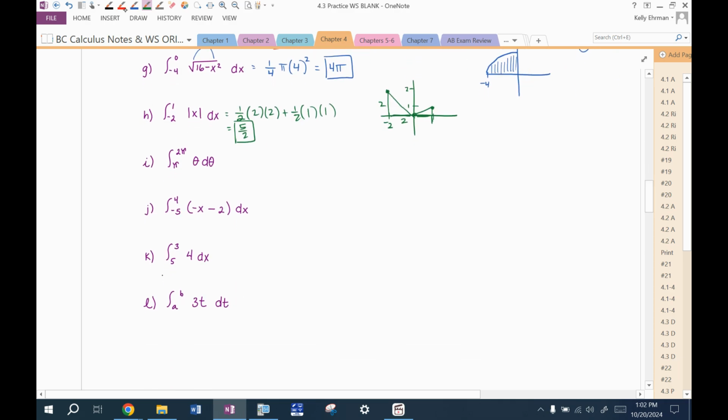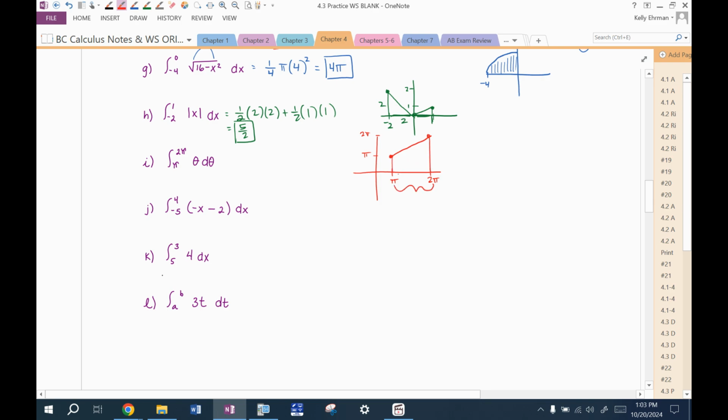Integral of theta d theta. So don't let the theta trip you up. That's still a linear function. We're just saying, okay, when we plug in pi, we get pi. And when we plug in 2 pi into this y equals theta function, we get 2 pi. So that's still a linear function. This is still a trapezoid.